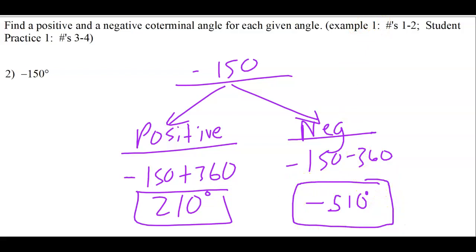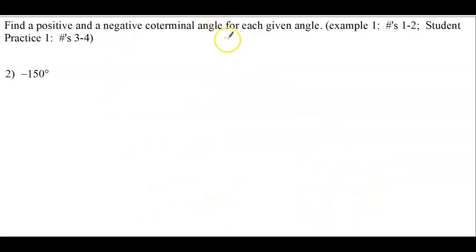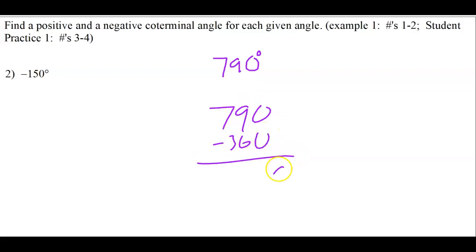Okay. Now, sometimes you might have to add 360 more than once or subtract 360 more than once in order to get to a negative. So, for instance, suppose I were to give you an angle like 790 degrees. Now, you don't have to write this, but I just want to show you. What if they asked you to give a positive coterminal angle and a negative? Well, if you tried to do the negative, you would do 790 minus 360, and you would end up with 430. That's still not negative, so you would have to do it again.